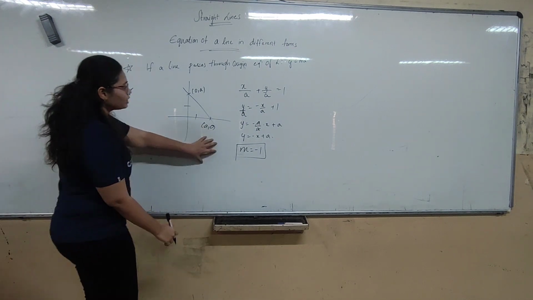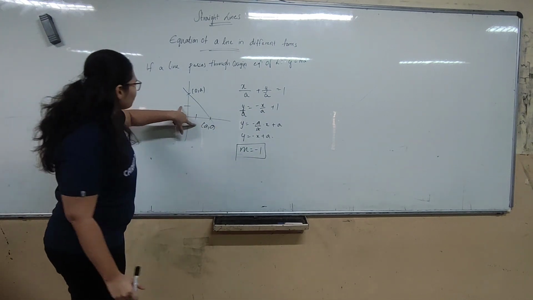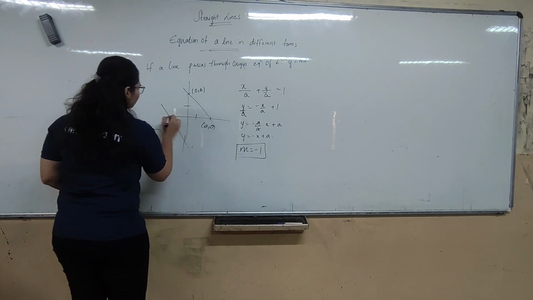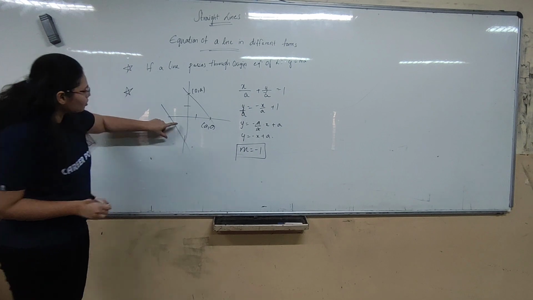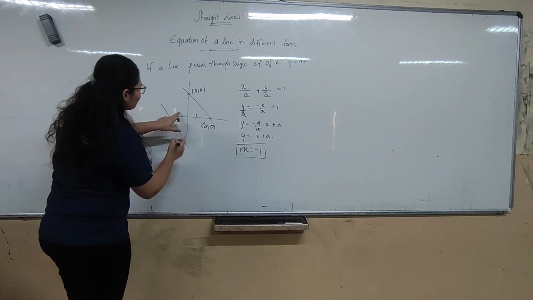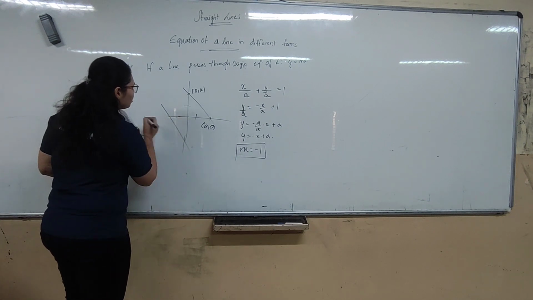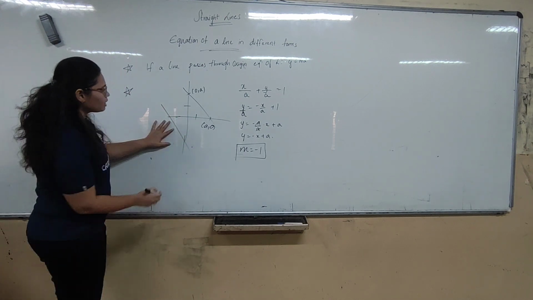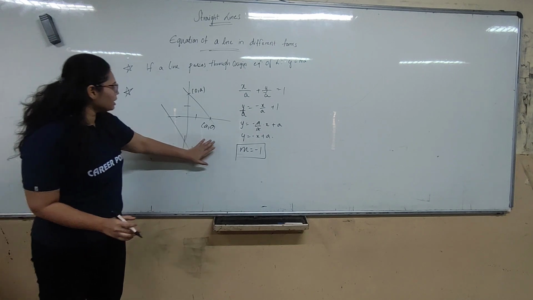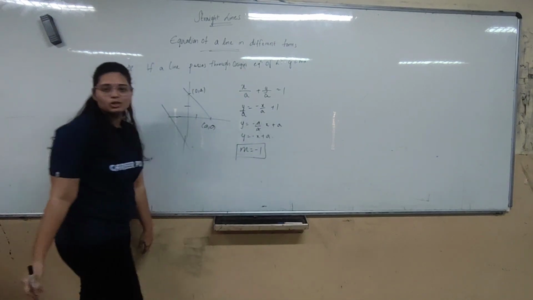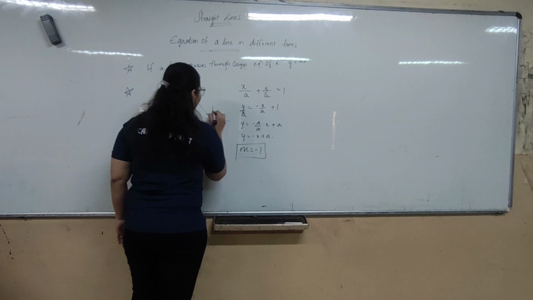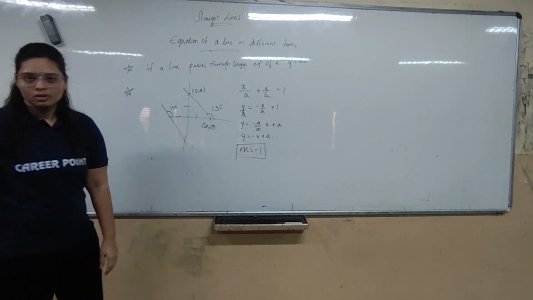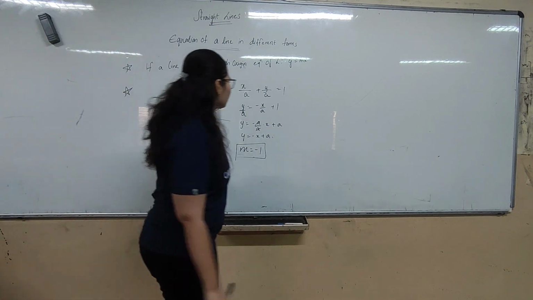If a line makes equal intercepts, this line can make it here also. So here also it will be making equal intercepts. So at that time also it is -1. So angle will be 135 degrees, right? Angle will be 135 degrees.